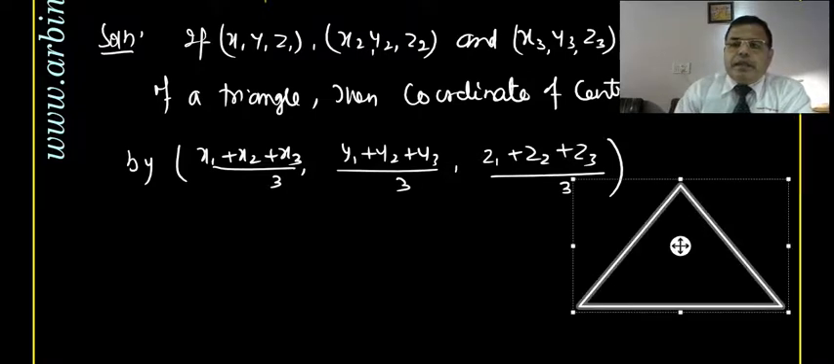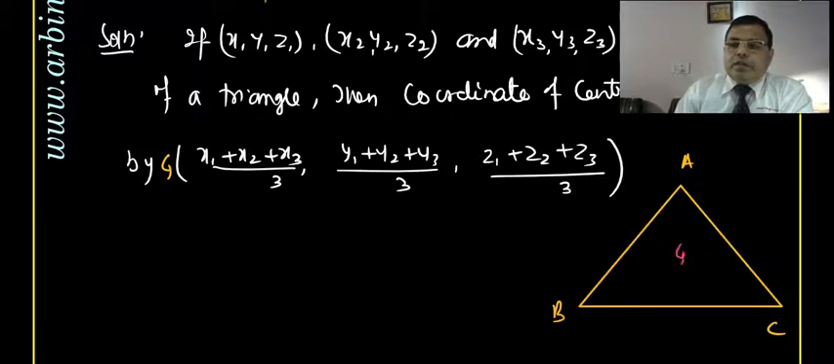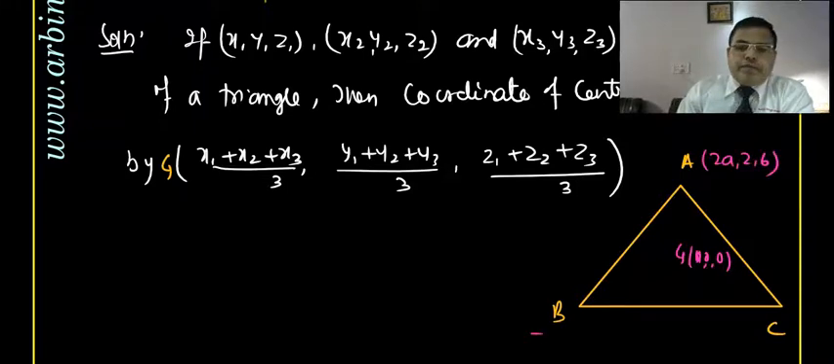Here a, b and c are to be found. Centroid is G, and G is (0, 0, 0). This is the coordinate given. What is the coordinate of P? That is (2a, 2, 6). And Q is nothing else but (minus 4, 3b, minus 10). And the coordinate of R is given as (8, 14, 2c). Okay.